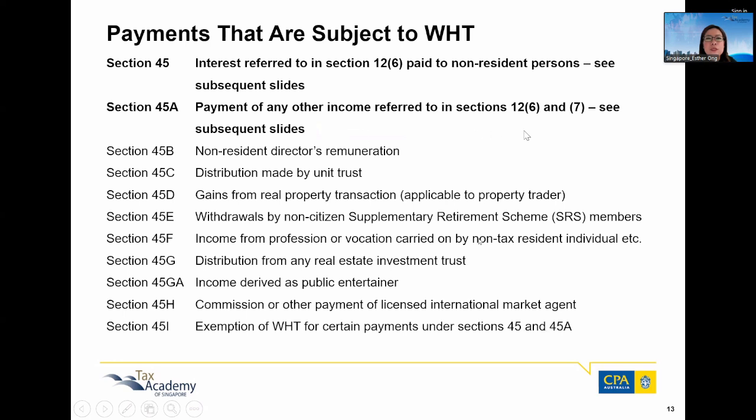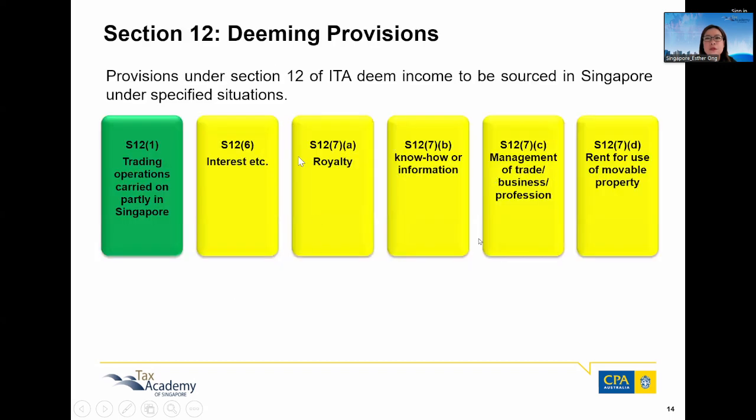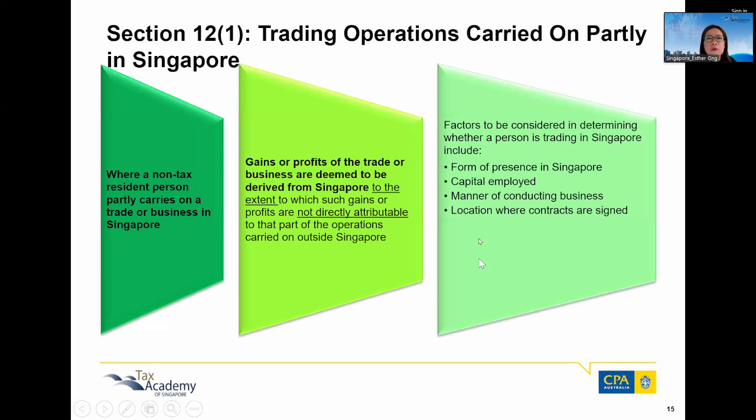So section 12(6) and (7) cover the type of payments which fall under section 45A. Which is why we focus on these sections, the ones highlighted in yellow on the slide here. This is for your information about trading operations partly carried on in Singapore. These are also subject to tax, but this is not the focus of the training and your exam.